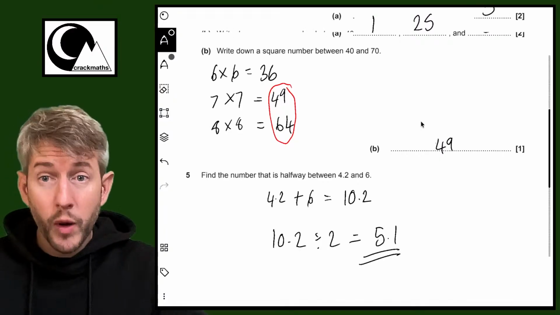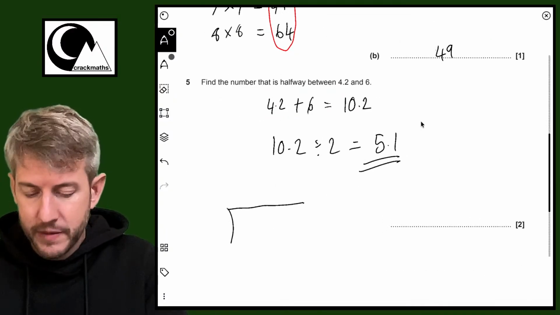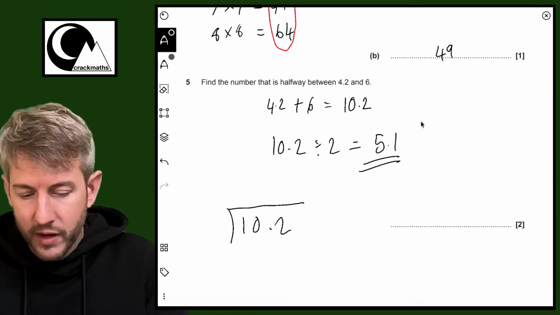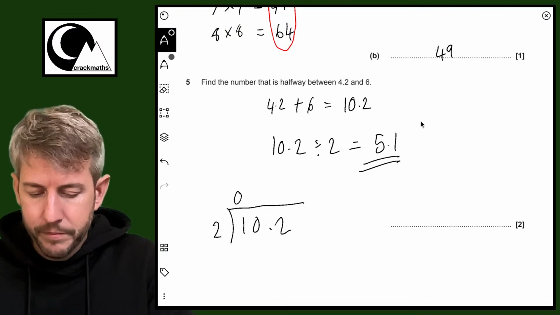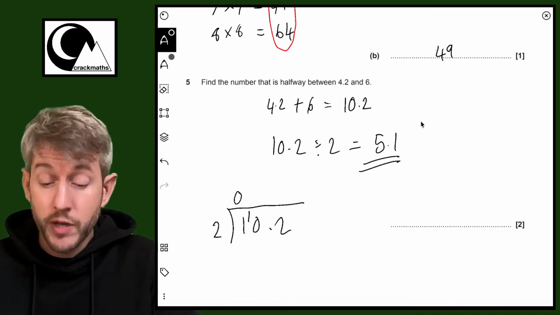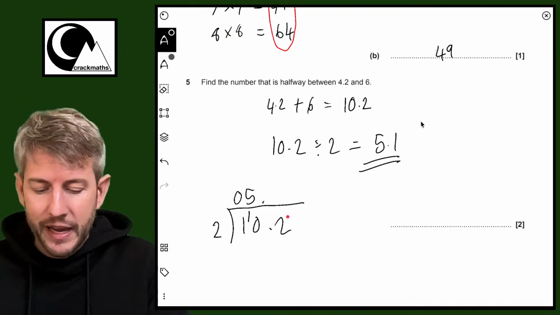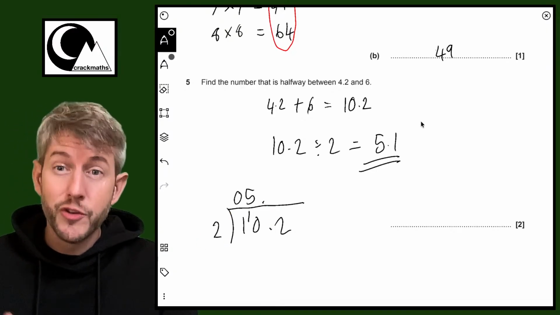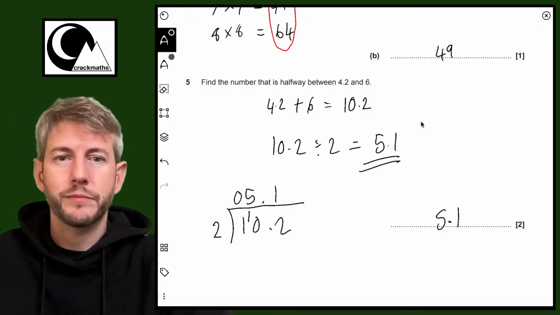If you weren't sure about how to halve that, what we could have done was use the bus stop method, okay, and put 10.2 here, and then put our 2 on the outside. So 2's into 1 don't go. Carry the 1 to the 10. 2's into 10, well, 2 times 5 is 10. So that's going to give us the 5. Nothing left over from that one. So now we're looking at 2 into 2. 2 goes into 2 once. So here we go. 5.1.